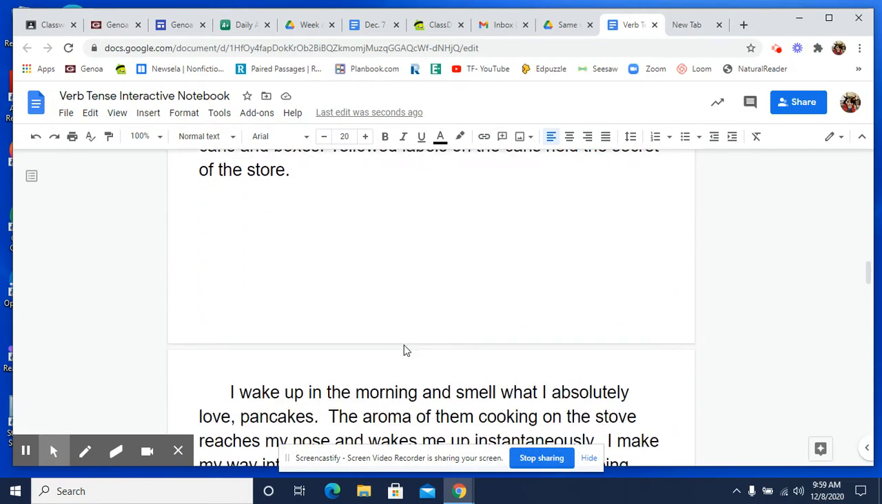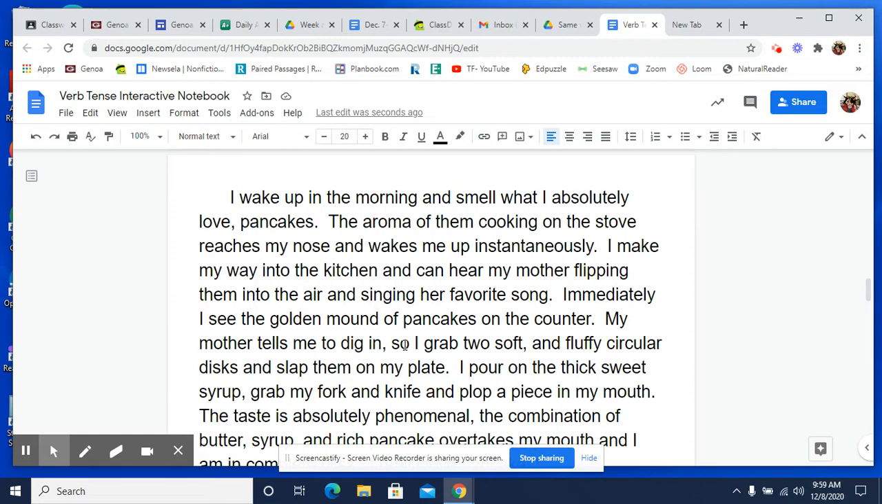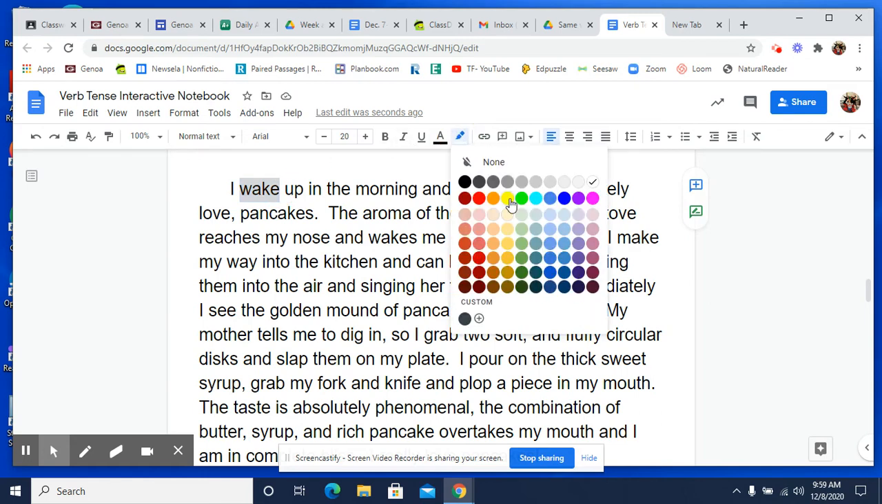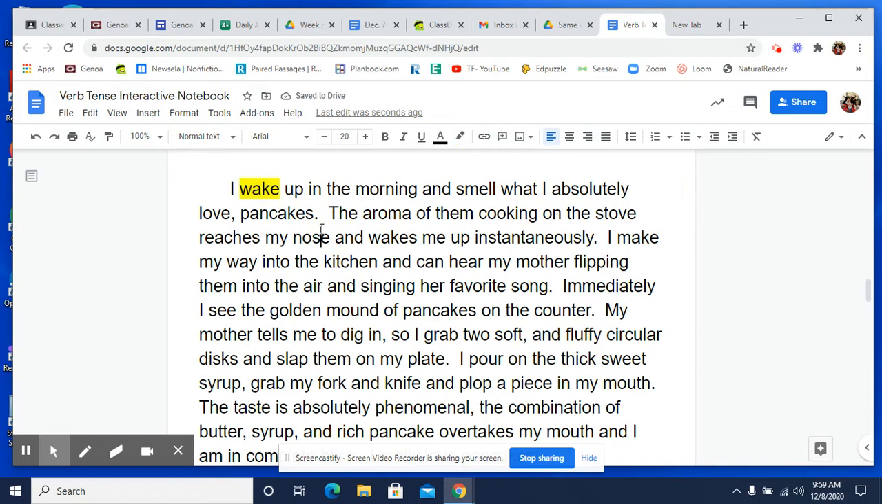Okay. I'm going to skip that one because I want to go to this one, because this is present tense. I wake up. So right away, we can tell this is present tense because it's happening right now. I wake up in the morning and smell what I absolutely love, pancakes. The aroma of them cooking on the stove reaches my nose. Okay, so present tense. I know I skipped one. Smell also is present tense.